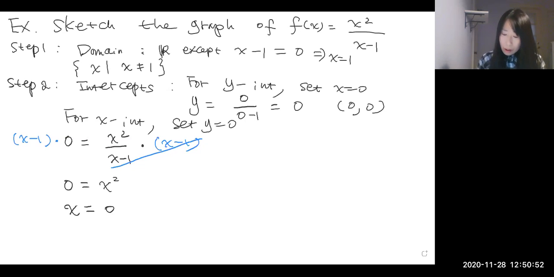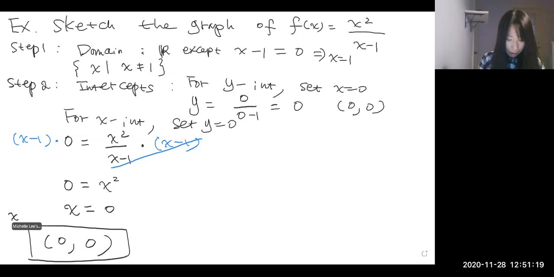Now, these steps we don't need, because anyway the left side is 0, okay? What I wanted to show you is the algebra steps. All right, then the x-intercept and y-intercept have the same ordered pair, which is 0 and 0. Okay, now step 3.